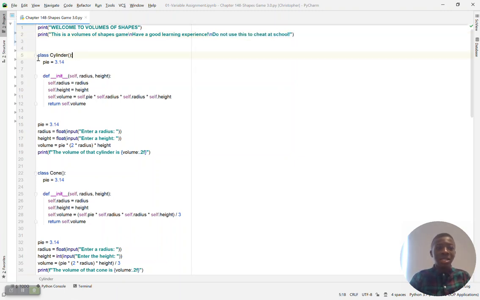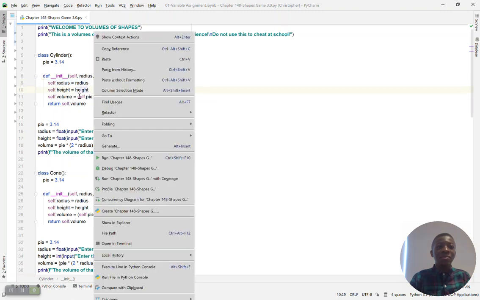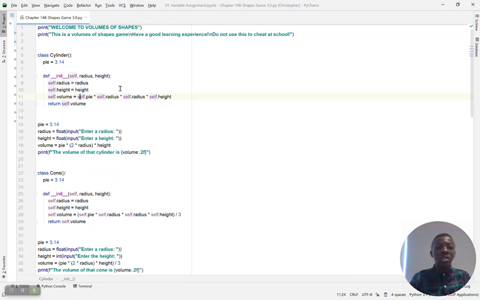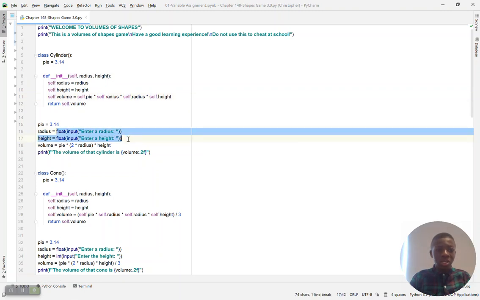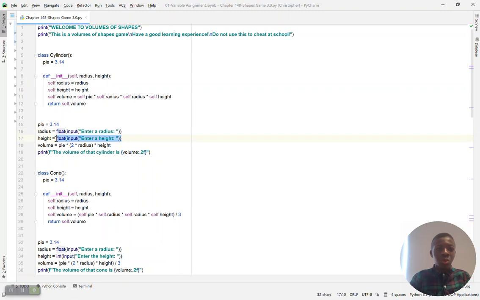So class Cylinder, pi equals 3.14. Def init, self, radius and height. So self.radius equals radius, self.height equals height. So this means it's the radius and the height. And then the volume is pi r squared h for a cylinder. So pi equals 3.14 and radius equals radius, and the height is height. So if you input the two floats, which are also known as decimals, we would run it.